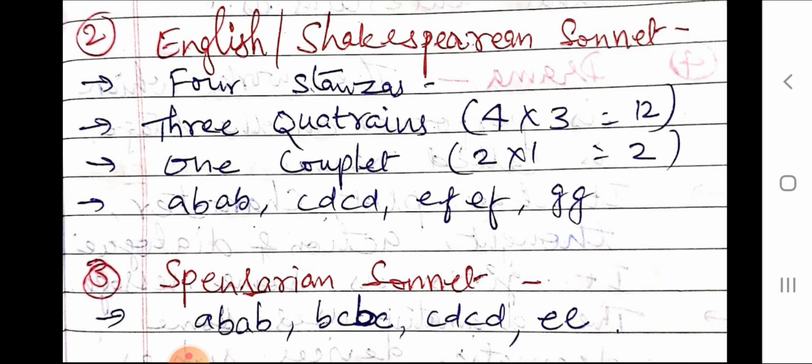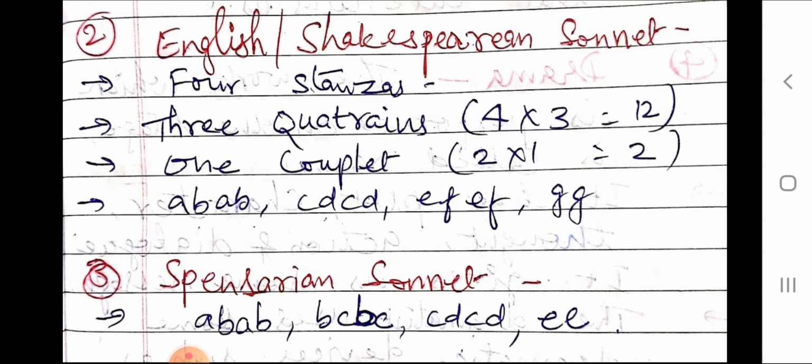3 quatrains. Dear students, a quatrain consists of 4 lines. A quatrain is a stanza of 4 lines. So 3 quatrains, 3 into 4 equals 12 lines, plus one couplet, that is 1 into 2, 2 lines. 12 plus 2, 14 lines. So eventually it's again a sonnet of 14 lines. The lines are the same, but the division is different.